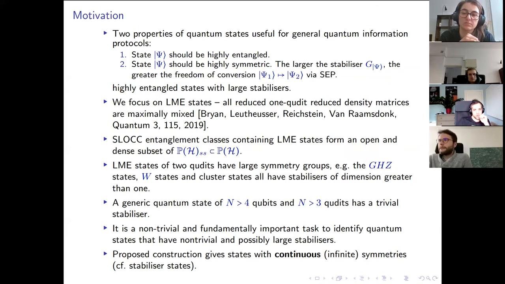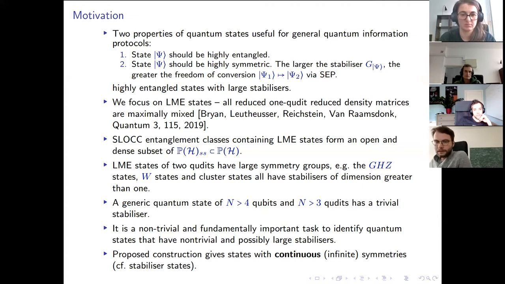So for example, LME states of few qubits are known to have large symmetry groups. The GHZ and W states and also cluster states all have stabilizers of dimension greater than one. But a generic quantum state of more than three qubits has a trivial stabilizer. So you see, having a large stabilizer is not something common at all. So it is a non-trivial and fundamentally important task to identify quantum states that have non-trivial and possibly large stabilizers. Another construction gives states with continuous symmetries.